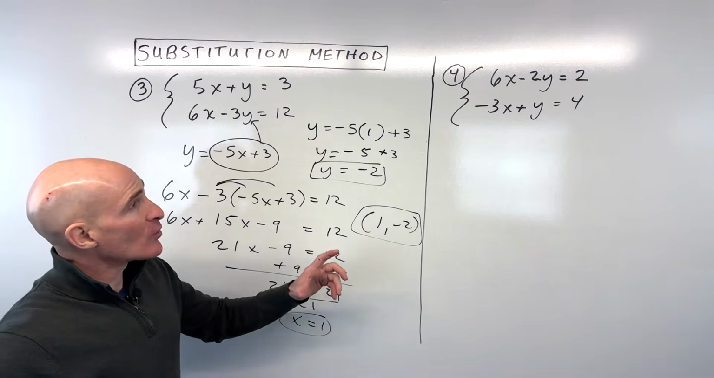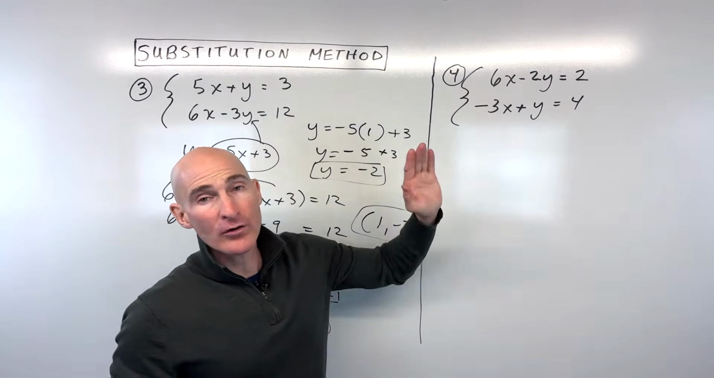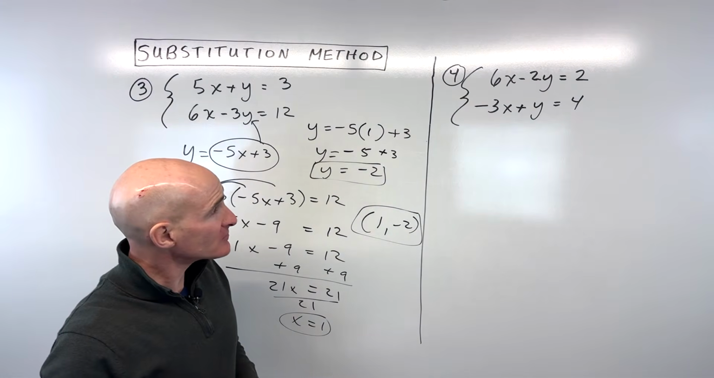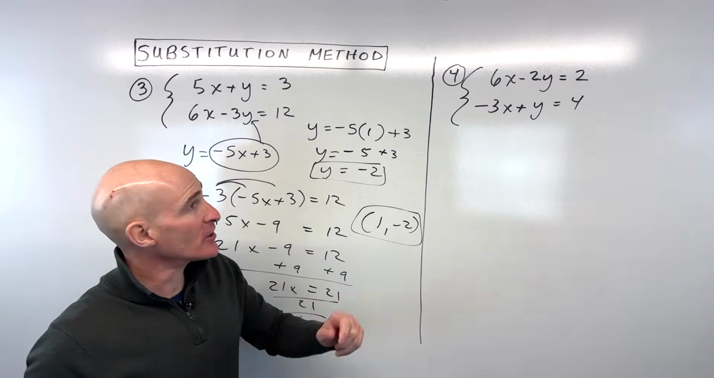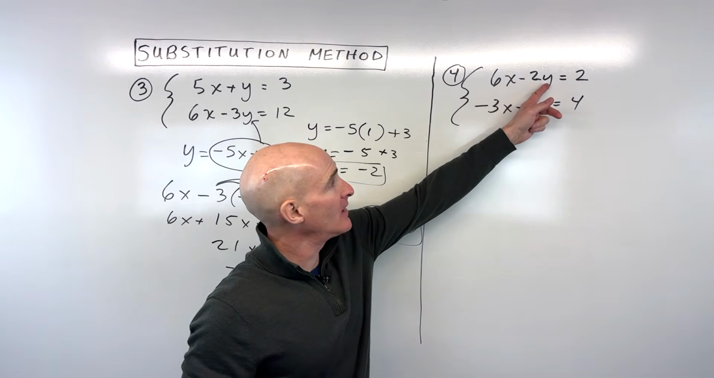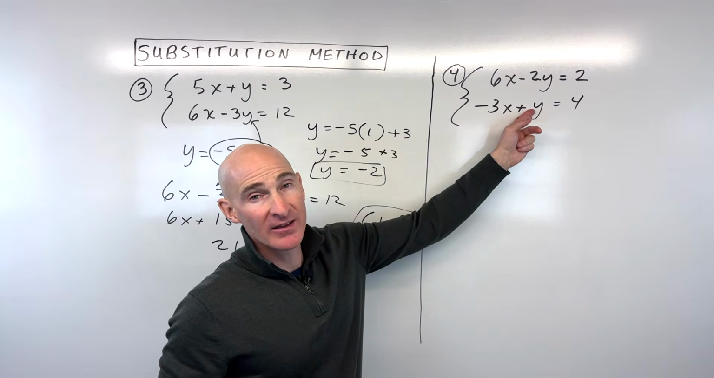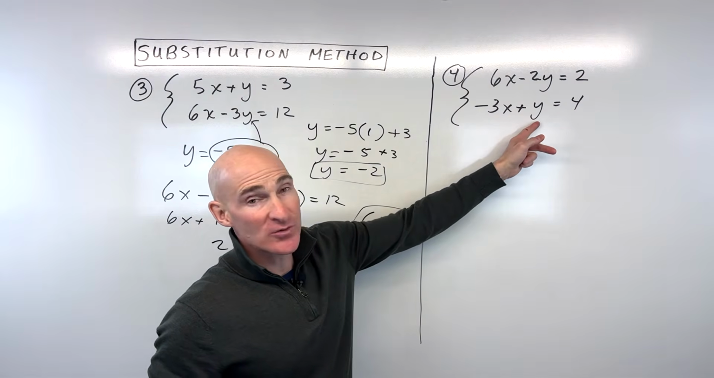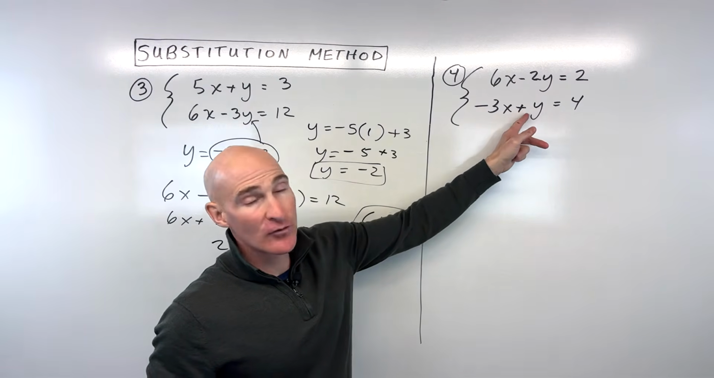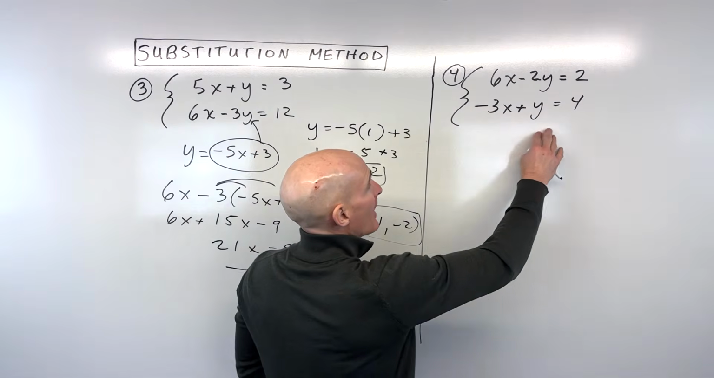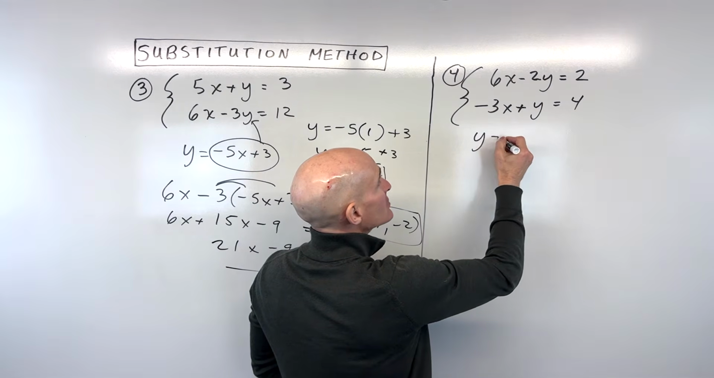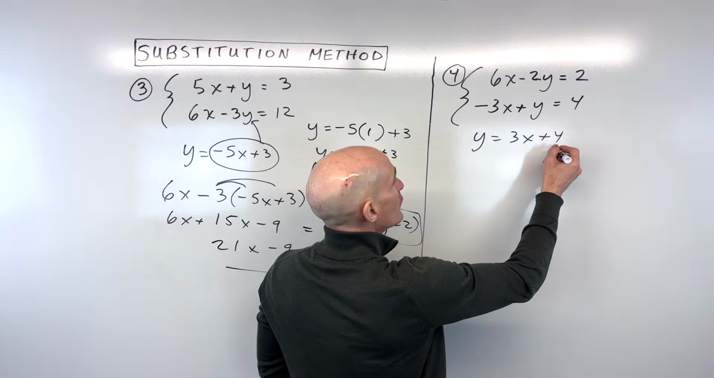Okay, so now you're a little bit more experienced, so why don't you try number 4 on your own? We'll go through it together, of course. Which variable would you try to solve for here? Would it be this x, this y, this x, or this y? Well, if I was going to do it, I would go for this y because it just has a coefficient of 1. It's going to be easy to isolate. I just have to add 3x to the other side, giving us y equals 3x plus 4.